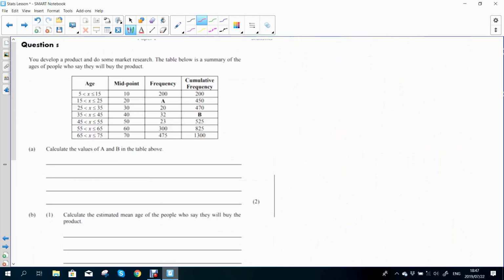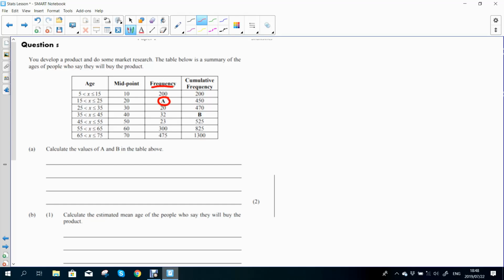Question 5, and finally we get to some cumulative frequency curve questions. So let's start here. It says, calculate the values of A and B in the table above. Let's start with A. Now you will see that A falls under the frequency table.